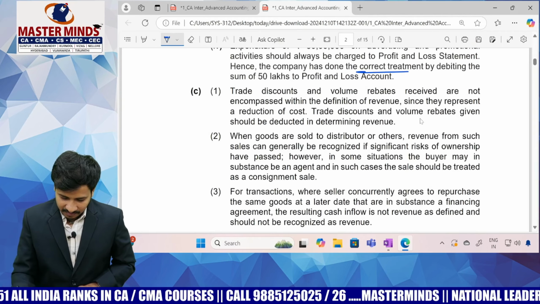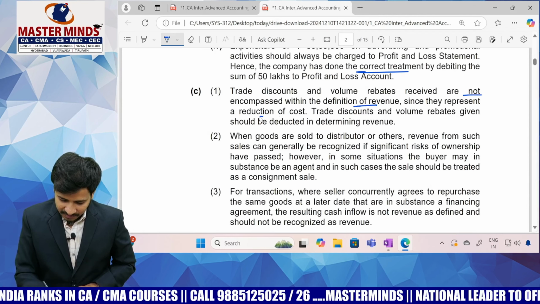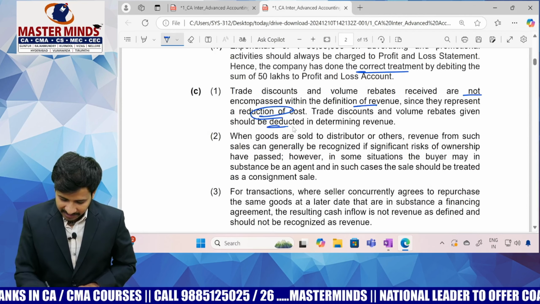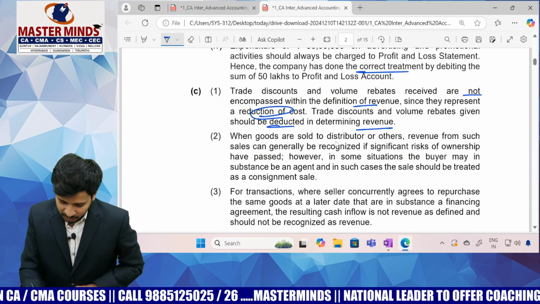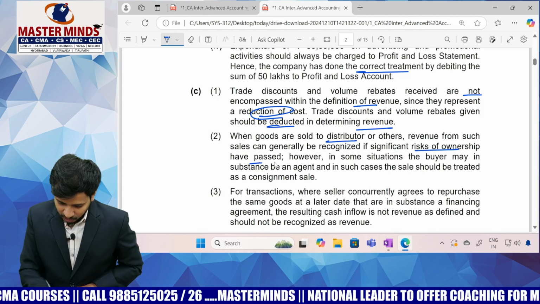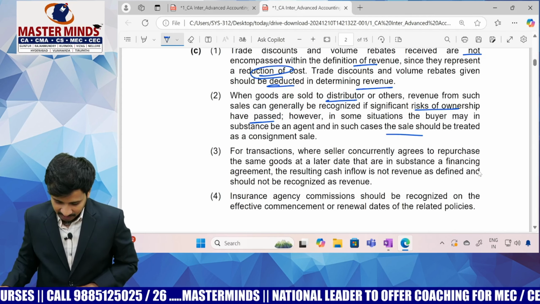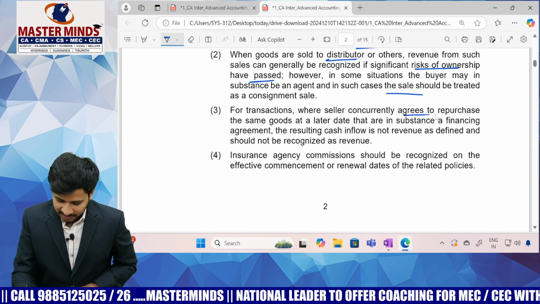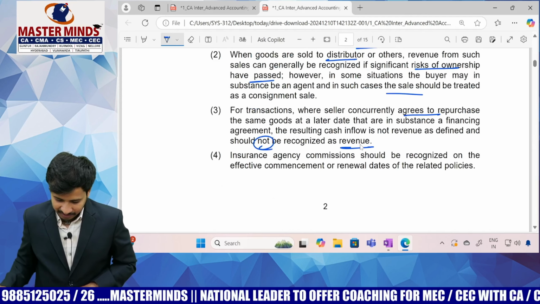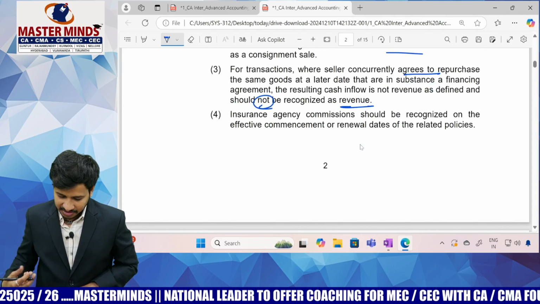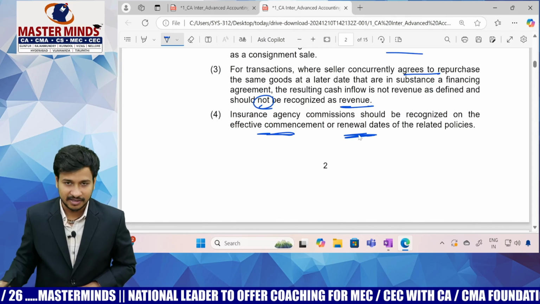Trade discount, not the revenue, reduction of cost will be deducted while computing the revenue. Sold to distributor depending upon the ownership passing. Okay. Concurrently agrees to repurchase, it is not at all a revenue. Insurance agency commission, effective commencement or renewal dates. Perfect.